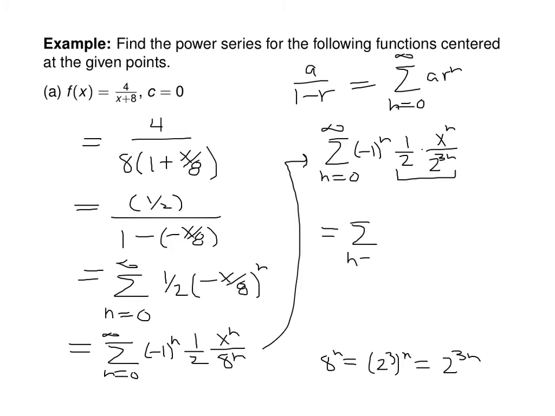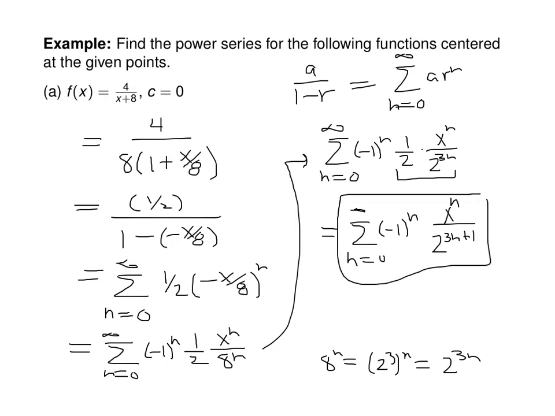So sum from 0 to infinity, negative 1 to the n, x to the n over 2 to the 3n plus 1. It's helpful to know how these simplify sometimes, just in case you're checking your answers against the back of a book if you're using your textbook to do some extra practice.